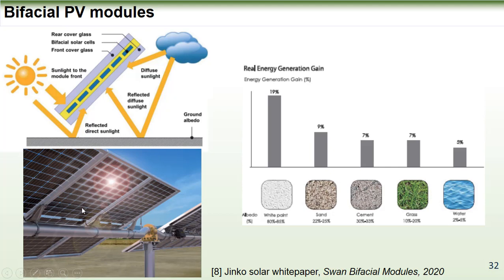Basically, the back of each module is made transparent in order to absorb the light from the back of the cell, in addition to the light absorbed from the front of the cell or module. The increase in the energy due to light absorbed from the back of the module is highly dependent on the surface that lies behind that module. So for example, if it's a white paint, the energy increases by almost 20%. Different, less reflective surfaces lead to an increase in energy, but in a smaller amount.